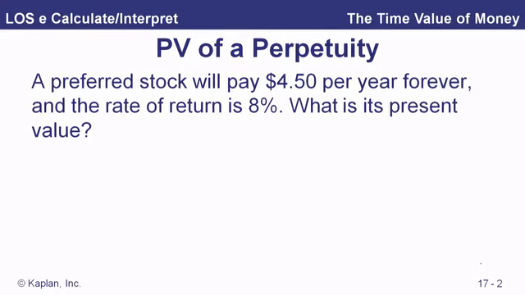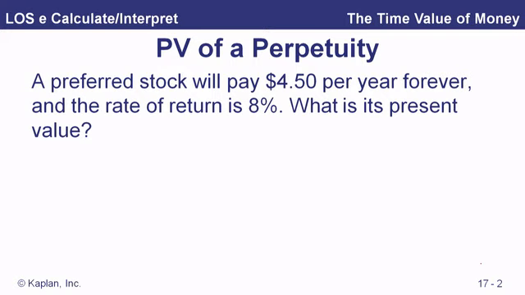Now let's take a look at a perpetuity. We've had an annuity due, we've had an ordinary annuity. A perpetuity is just a perpetual annuity. It goes on forever. And non-redeemable preferred stock have an unlimited life. So here we're going to value a preferred stock that'll pay $4.50 a year forever. There's no maturity payment, there's no maturity. And the rate of return is 8%.